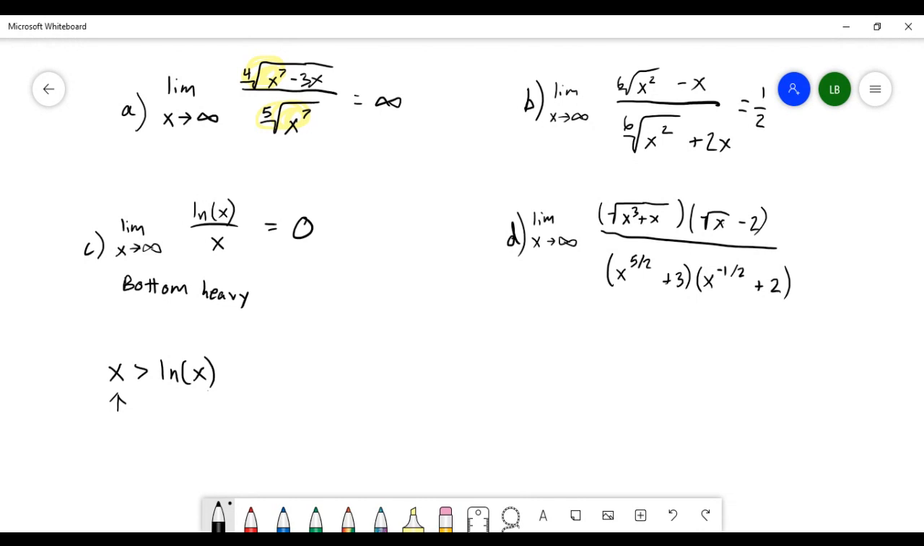And for D, again, we need to look at our largest power on top and bottom. On top, we're going to have the square root of x cubed multiplied by the square root of x. On the bottom, we're going to have x to the 5/2 multiplied by this positive 2. So our largest power on top is going to be the square root of x to the 4th, and on the bottom, it's just going to be 2x to the 5/2, and this is also bottom heavy. So its limit is also 0. Does that make sense?